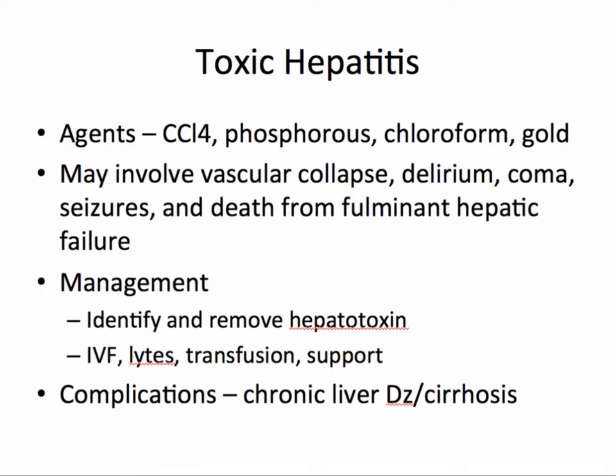Toxic hepatitis is another form of hepatitis caused by agents such as carbon tetrachloride, phosphorus, chloroform, and gold. This may involve vascular collapse, delirium, coma, seizures, and death from fulminant hepatic failure. Management includes identification and removal of the hepatotoxin, administration of IV fluids, correction of electrolytes, transfusion, and supportive care. Complications of toxic hepatitis include chronic liver disease and cirrhosis.